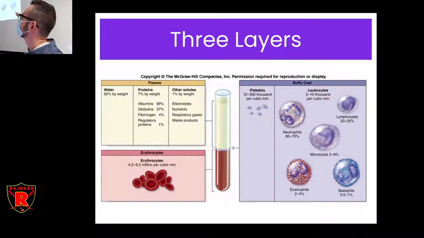And that 1% by weight is also where you transport things like sugar dissolved into your blood, and dissolved oxygen and carbon dioxide. Those are the respiratory gas components. They don't make up a lot of volume or mass, but again, they're really important. And some waste products are dissolved.